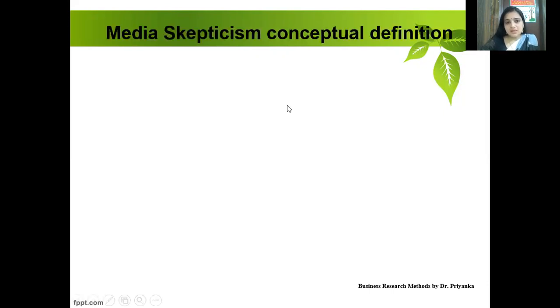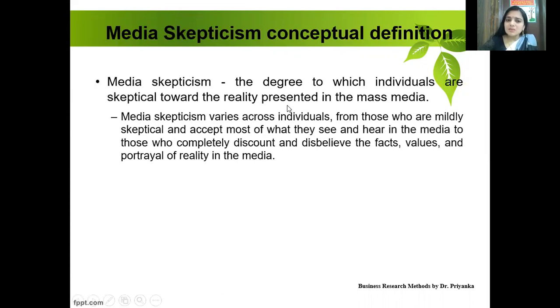For example, media skepticism. Let us have a look at the conceptual definition. Media skepticism is the degree to which individuals are skeptical toward the reality presented in the mass media. That is it. Or when it comes to the operational definition, media skepticism varies across individuals from those who are mildly skeptical and accept most of what they see and hear in the media, to those who completely discount and disbelieve the facts, values, and portrayal of reality in the media. So, this is how we can differentiate between conceptual and operational definition of something.